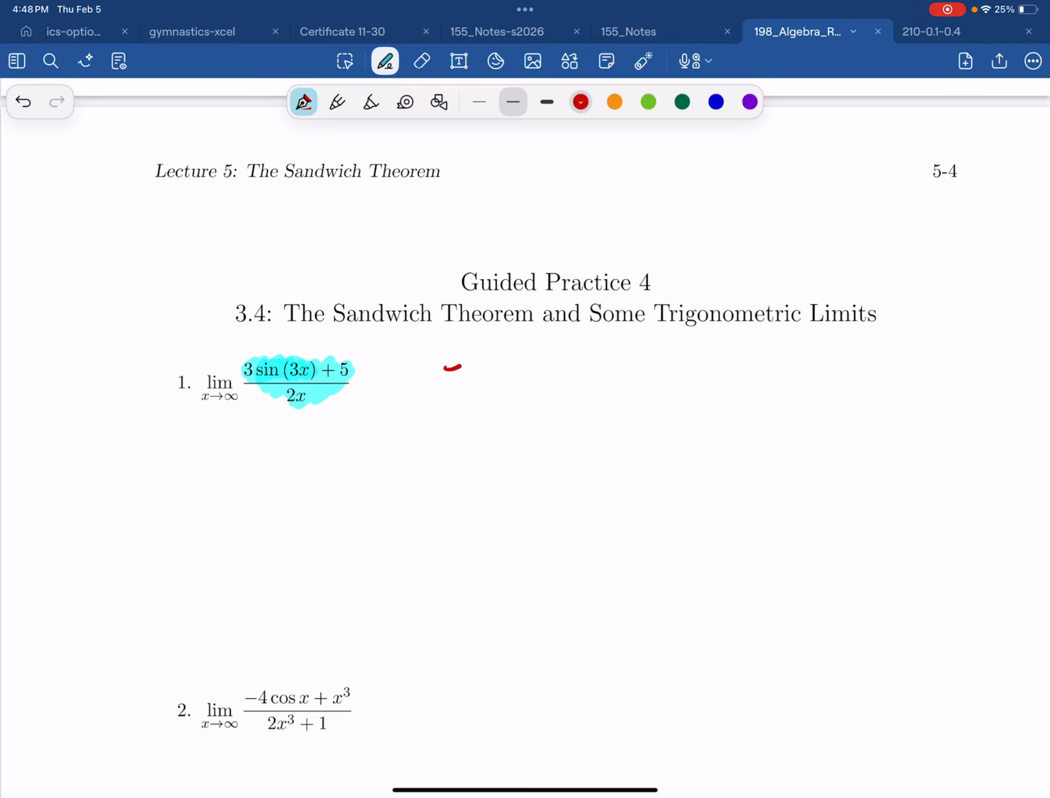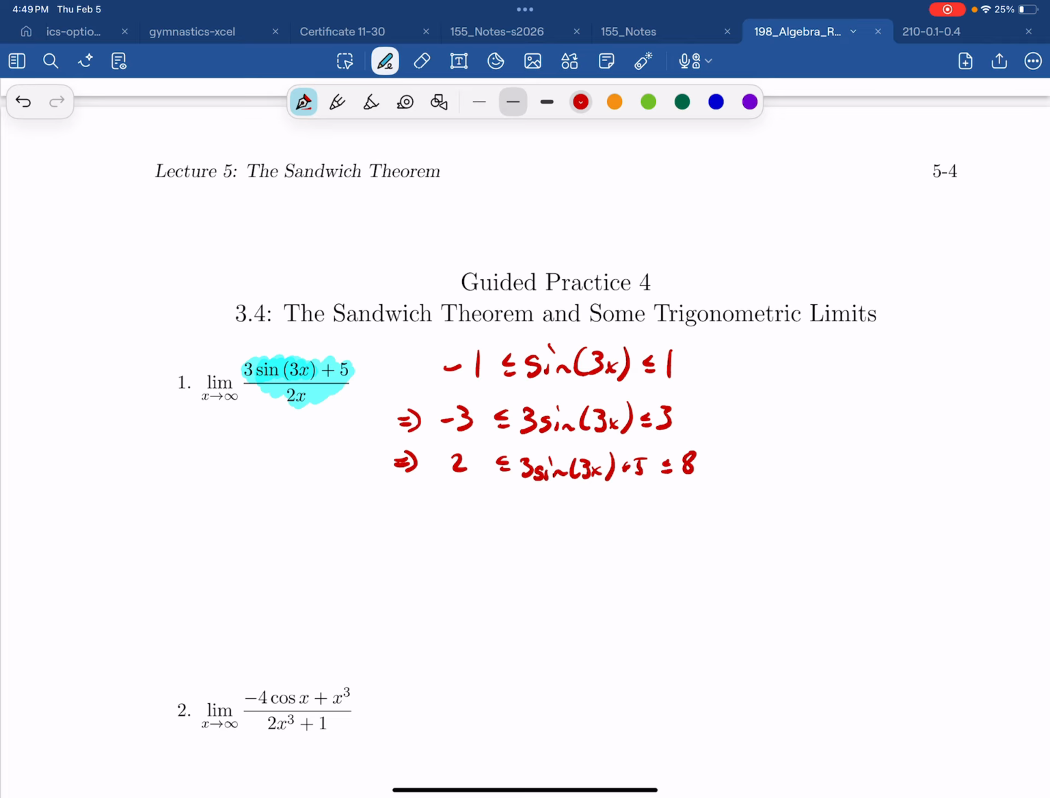So in the case of sine of 3x, we know that regardless of what's inside, the sine is bounded by -1 and 1. So that's where we start. And where we finish is when we have this whole thing in blue highlight. Since we have that 3 there, we're just going to multiply all three sides by 3. Then we're going to add 5 to each side to finish off that numerator. And then 8. So it's bounded below by 2, bounded above by 8.